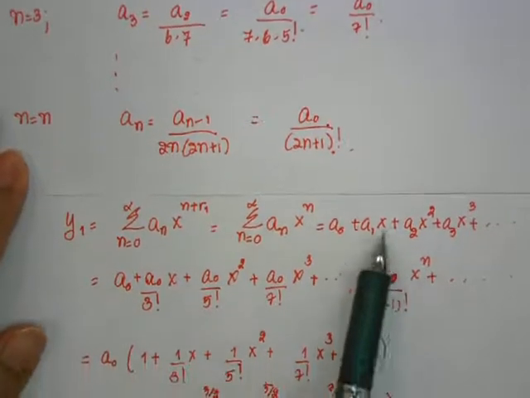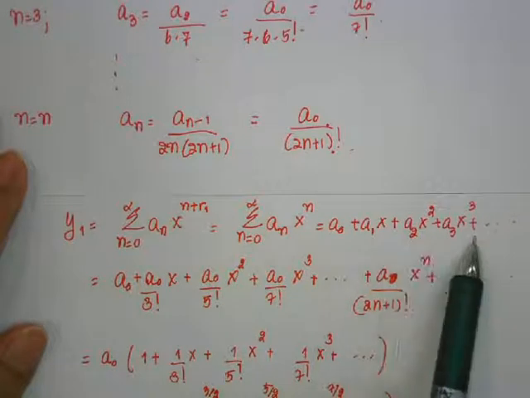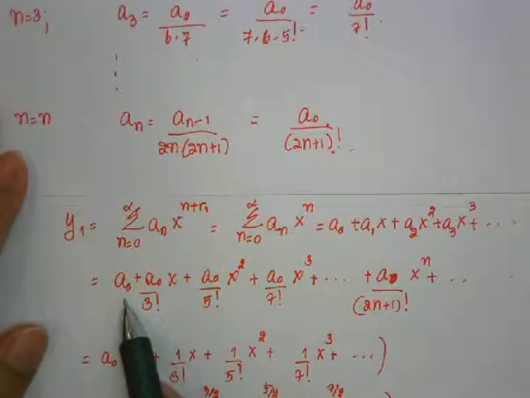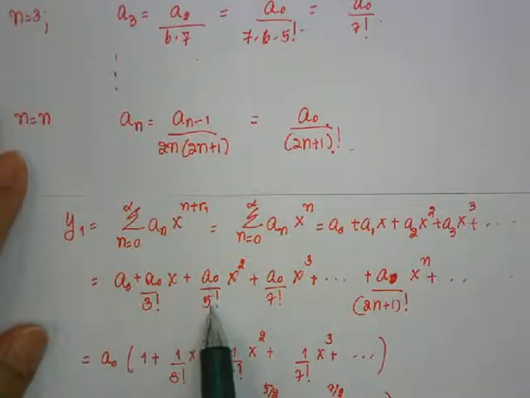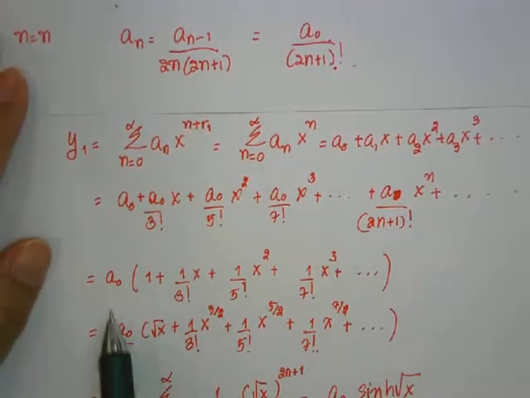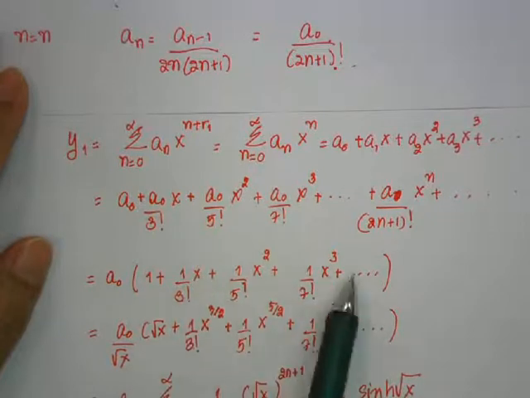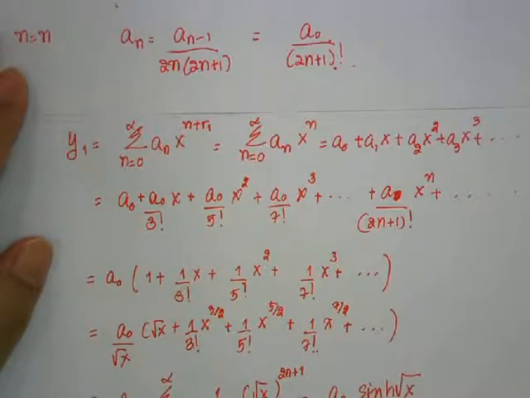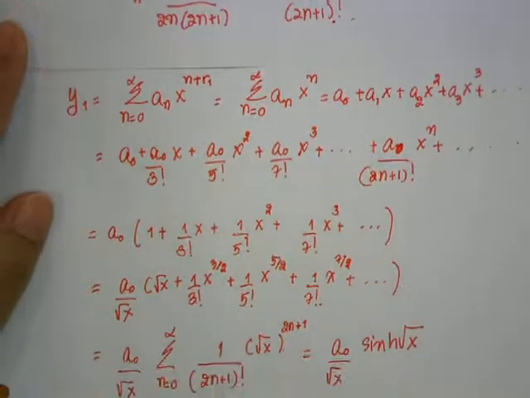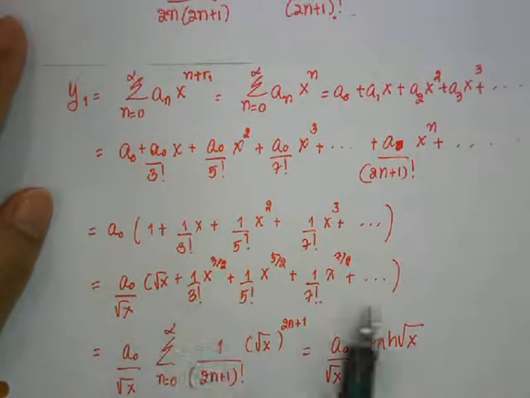And now you're going to plug the value of a1, a2, a3 there, because all of them are in the form of a0. You would get a0 plus a0 divided by 3 factorial x plus a0 divided by 5 factorial x squared, and so on. You take a0 out, you would get this term. And then we know the function of hyperbolic sine. So we try to rearrange in such a way that we get the function that we usually know.